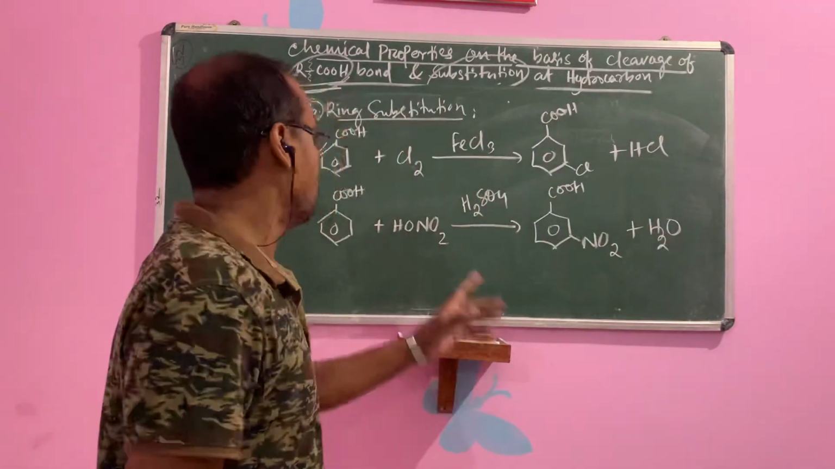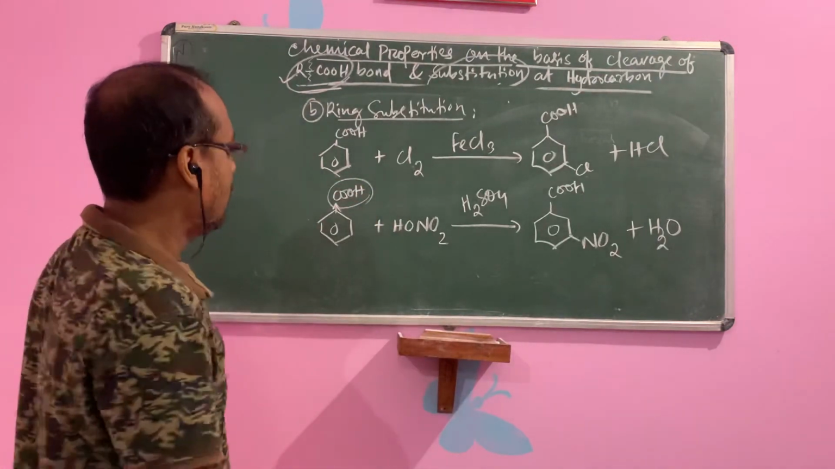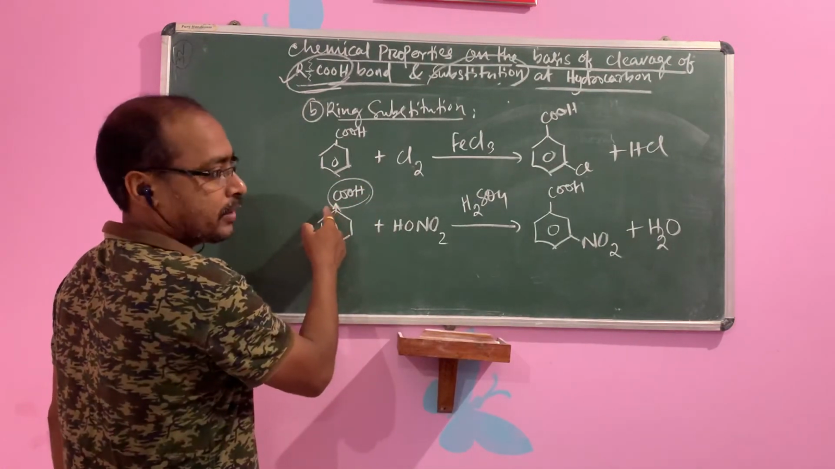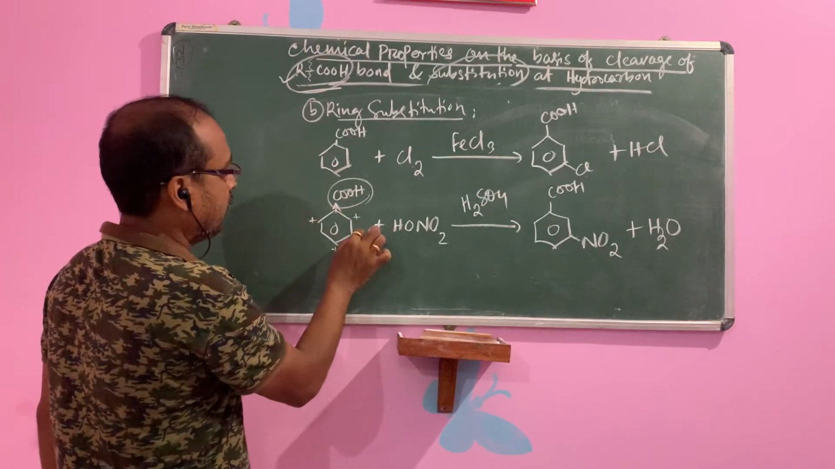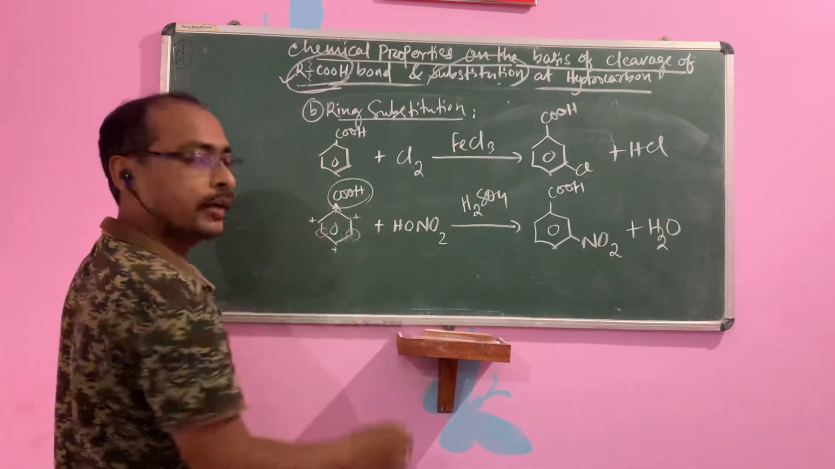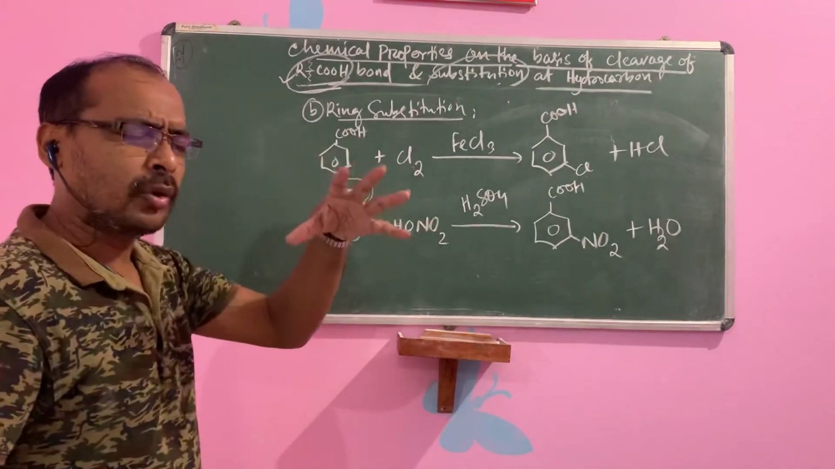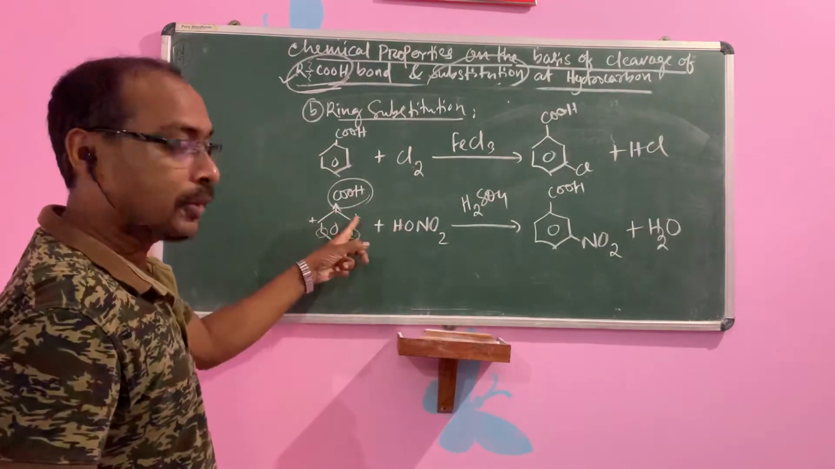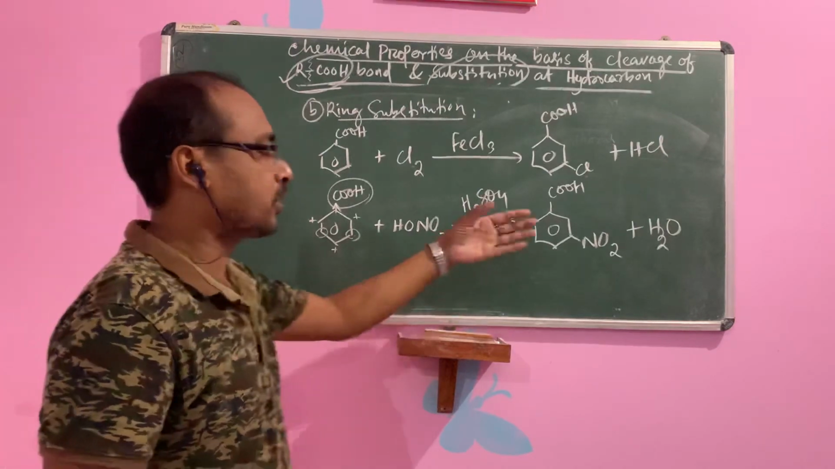It is meta-directing because carboxylic acid is an electron withdrawing group, so there is formation of a partial double bond, and here is positive. The electrophile is positively charged, so there is repulsion at ortho and para, but at meta it will be attracted to form the product.